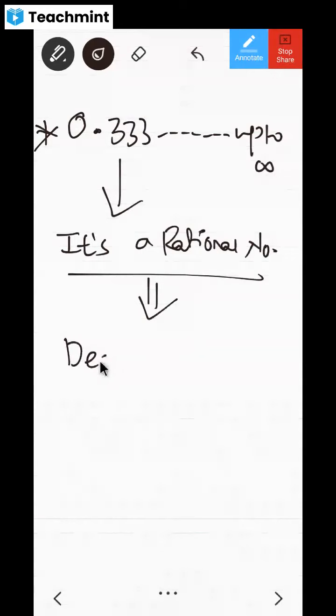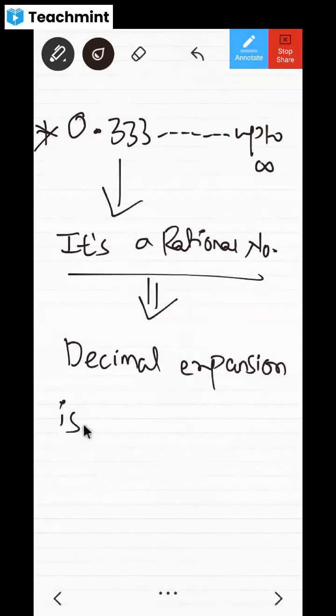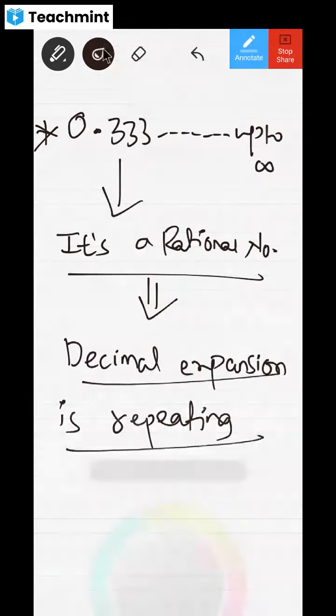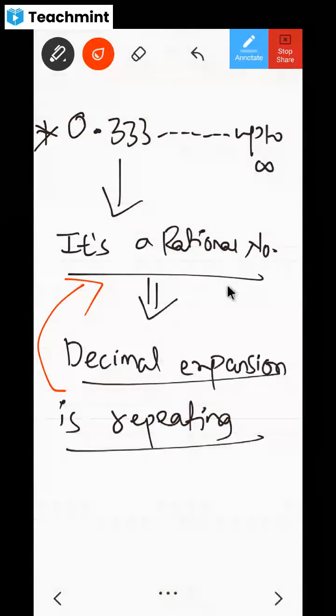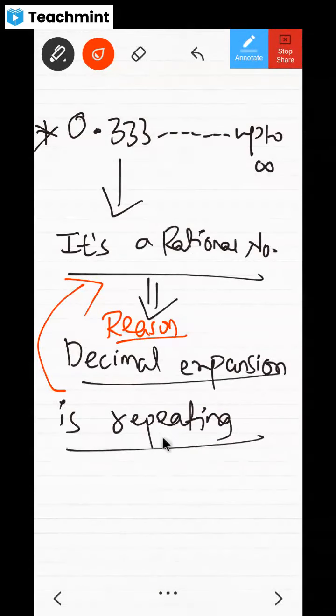Whatever this decimal expansion is, it is expanding and repeating. If a decimal expansion is repeating, such numbers are rational numbers for sure. Is it understood? If somebody asks you whether 0.33333 is a rational number or not, you have to say it is a rational number. If they ask you the reason, the reason you should give is that the decimal expansion is repeating. Understood?